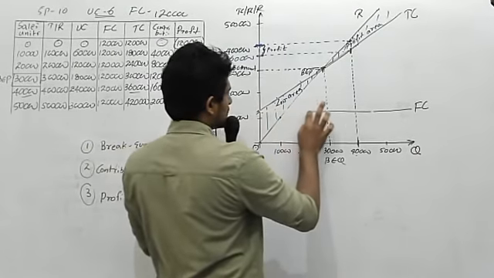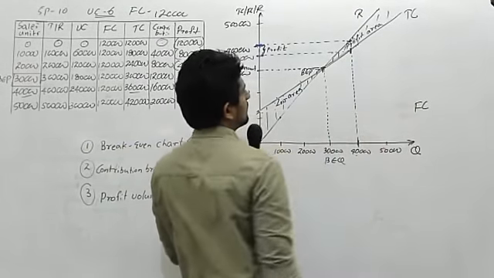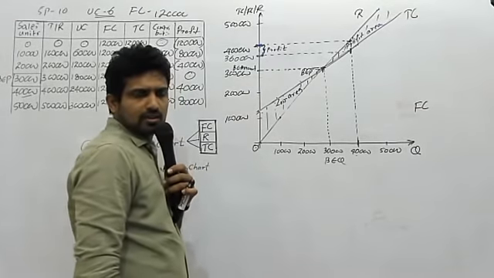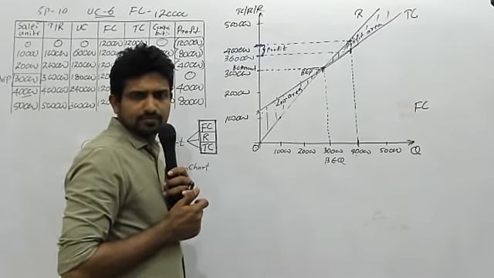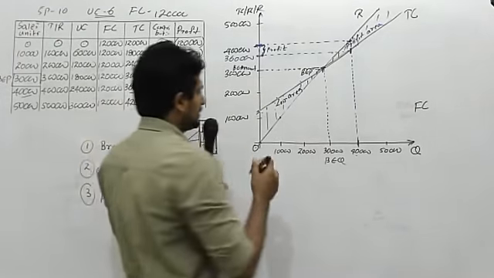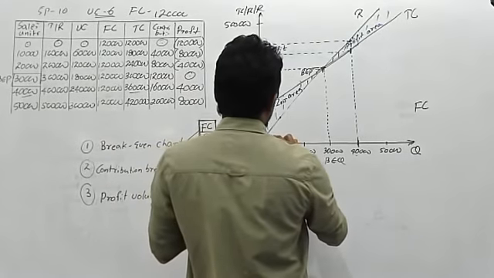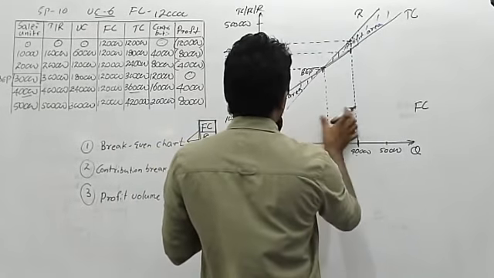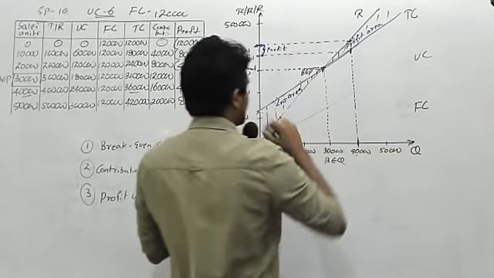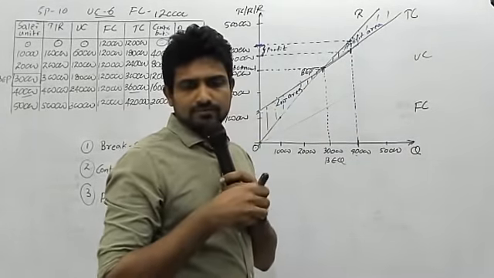Instead of the fixed cost line, we draw a variable cost line. We do not draw the fixed cost line there. Remember, the variable cost line should be parallel to the total cost line. Right?